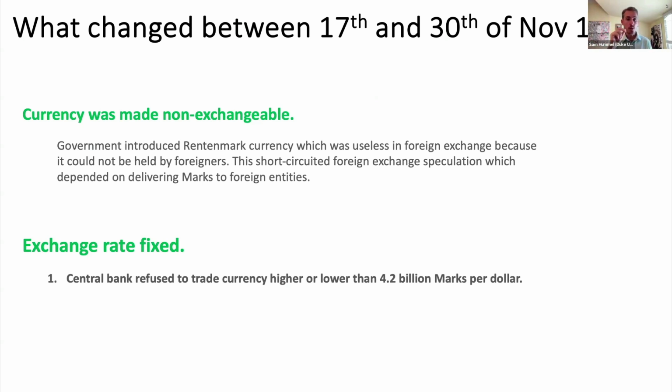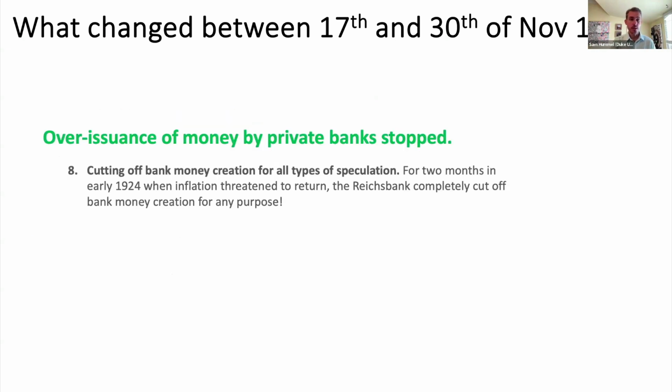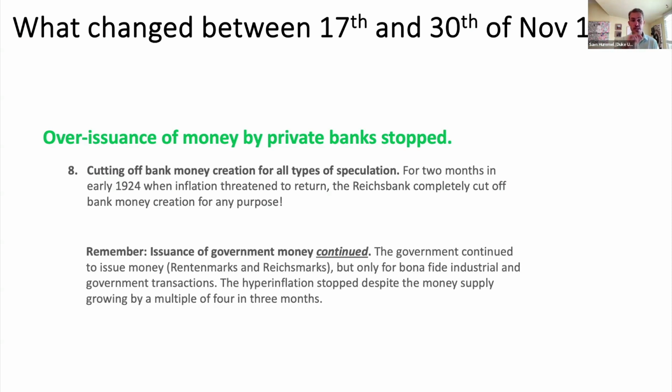But instead, what they wanted was just stabilization. So they fixed the exchange rate at that amount and guaranteed it with their own purchasing and trading. And then the overissuance of money by private banks stopped. They put in place credit controls, not just for speculation in the foreign exchange market, but also for other types of speculation. For 2 months, they even cut off banks' privilege to create money entirely.